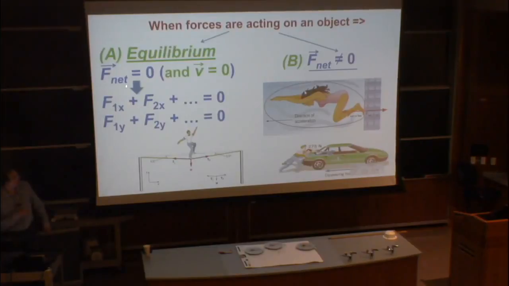So if net force is 0, and of course, in general, some of its components have to be equal. Second situation, when net force is not 0. We already saw an example. It results in acceleration, that object was sliding.